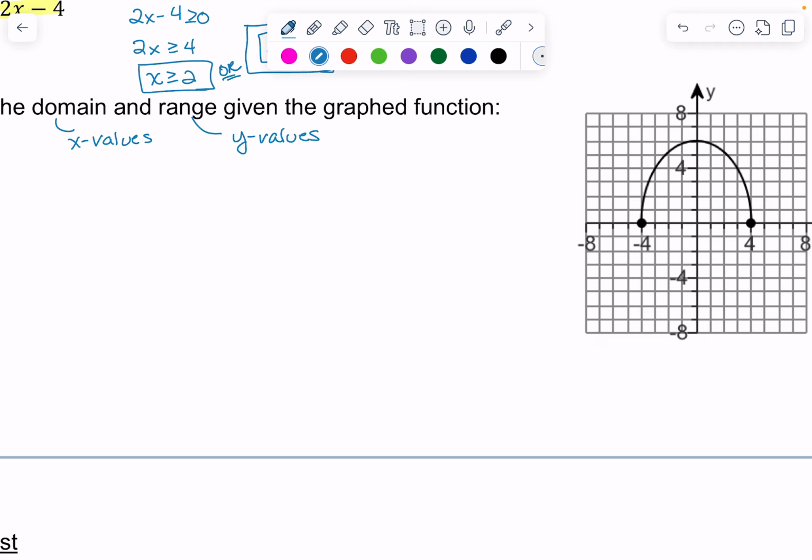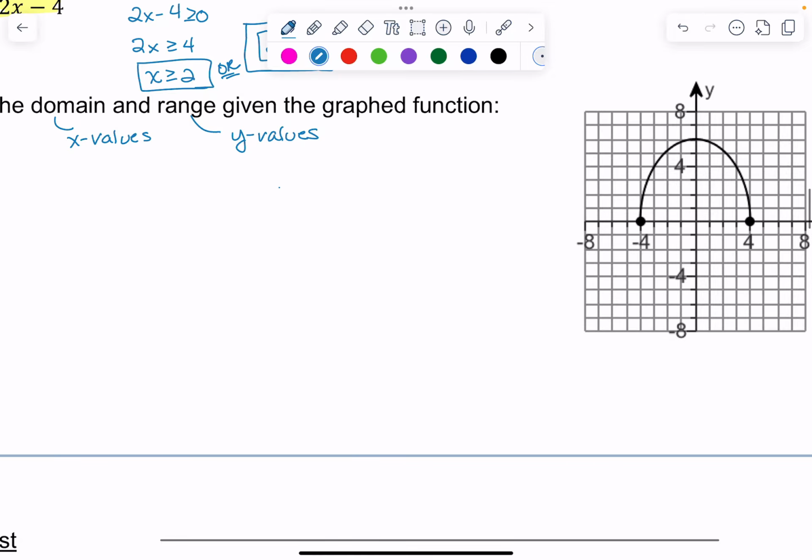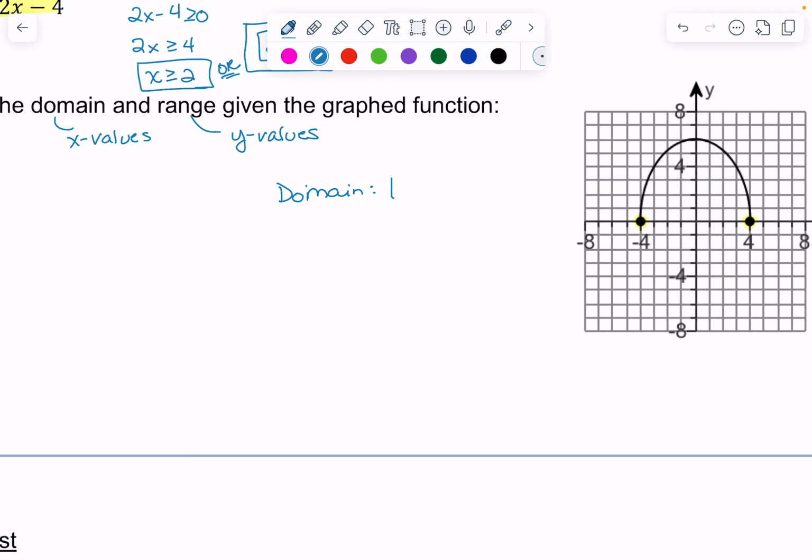All right. So if I go over here, if I'm looking for my domain, I can see that I'm going from this point right here at negative 4 all the way up to this point at x equals 4. Both of them are closed dots, so I'm going to say I have a domain from negative 4 to 4. Both of them are brackets because those are included. If they were open circles, they would be parentheses because they're not included.